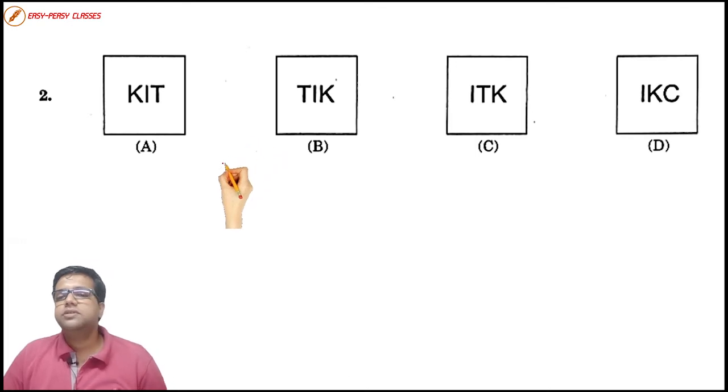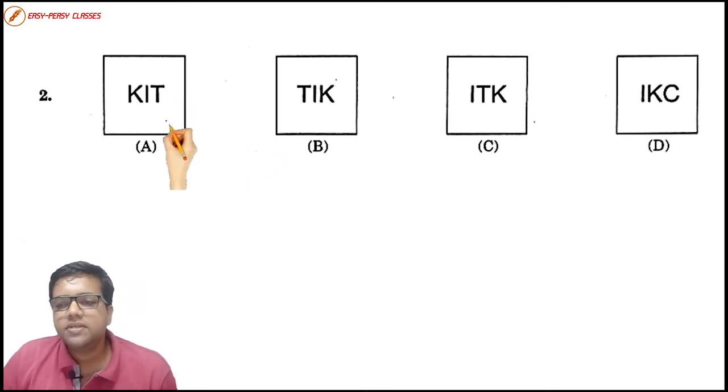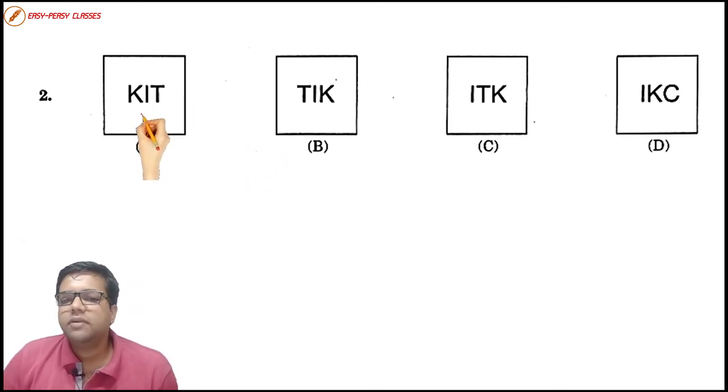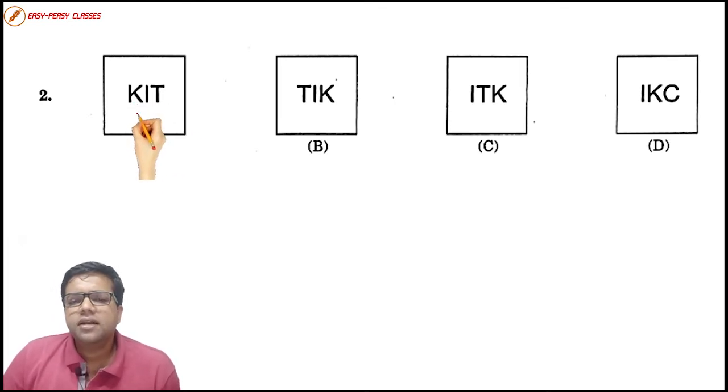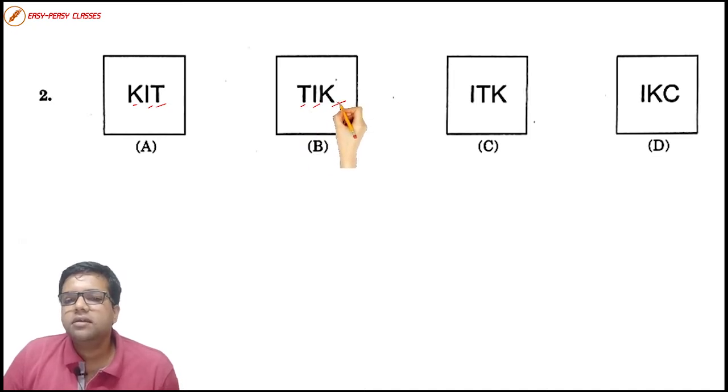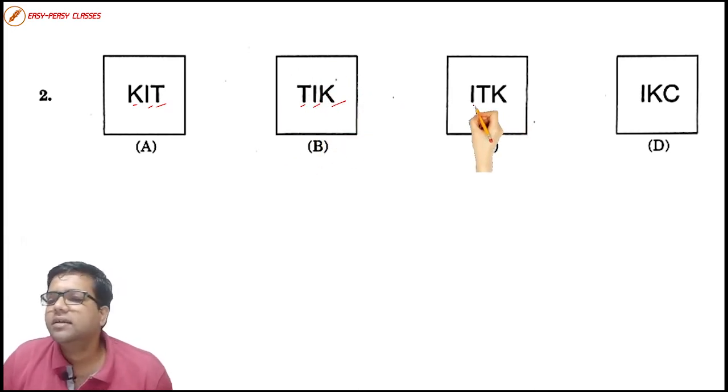In the second question, we have the alphabets of English. In these alphabets, let us see whether there is any similarity, any repetition, or any case of vowels and consonants. Let us see over here. The first figure contains the three letters K, I, T. All right. The second figure contains T, I, K. Okay, the same letters have been jumbled over here to form T, I, K. All right, K, I, T.